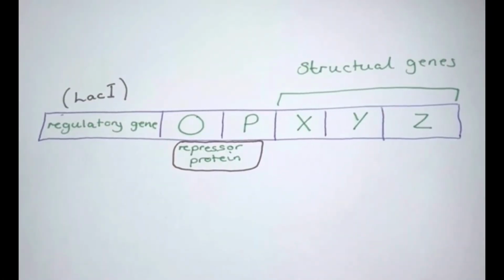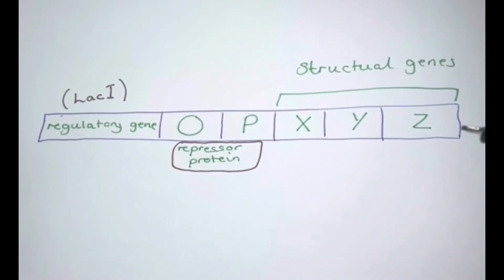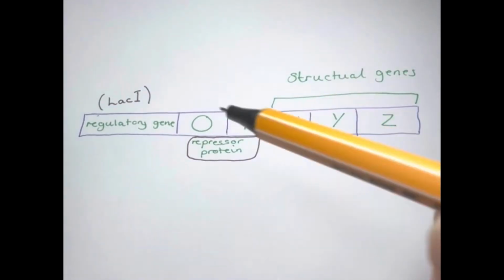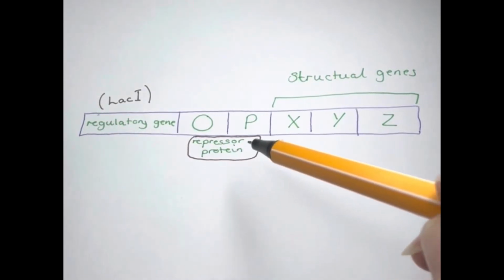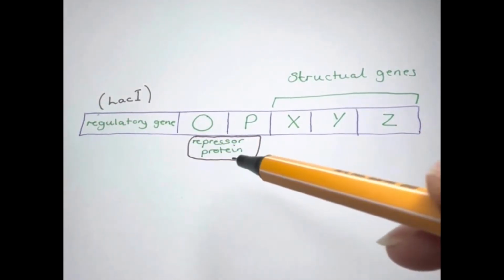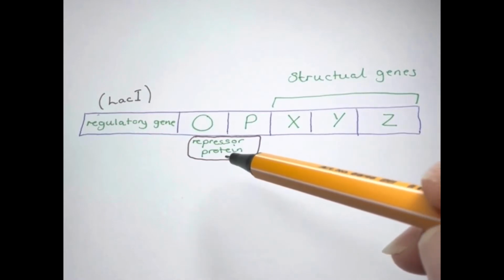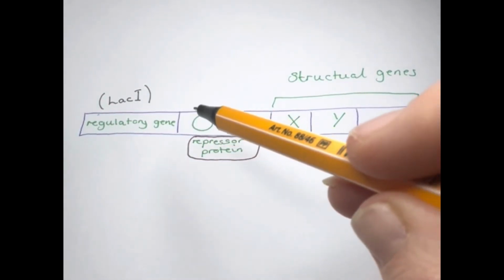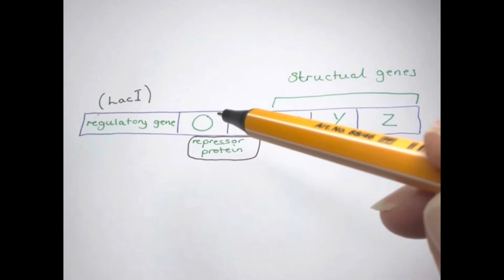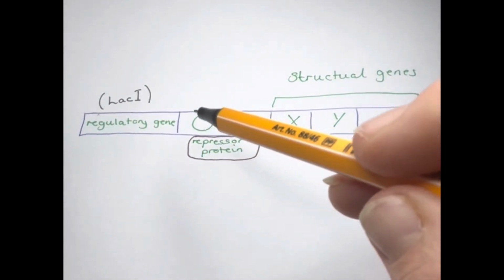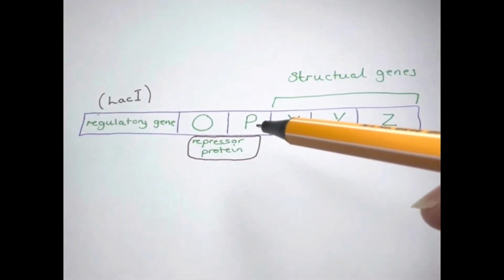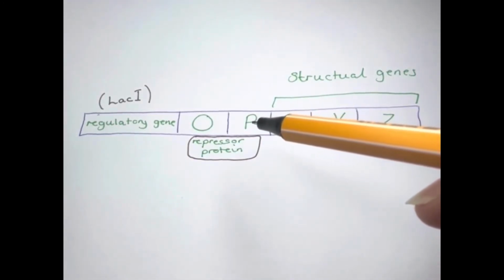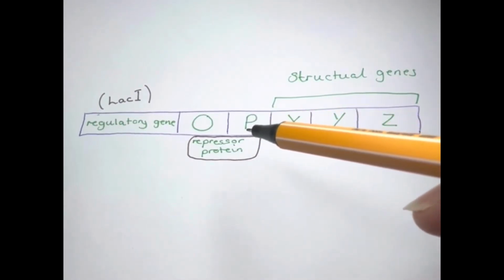Before we get started, let's familiarise ourselves with the main characters of the lac operon. Firstly, we've got our regulatory gene. This is the gene that codes for the repressor protein. The repressor protein is a protein that is attached to the operator region. The operator region is a segment of DNA where the repressor protein binds. We'll come on to that later. The promoter is where the RNA polymerase will join to allow for transcription to occur.